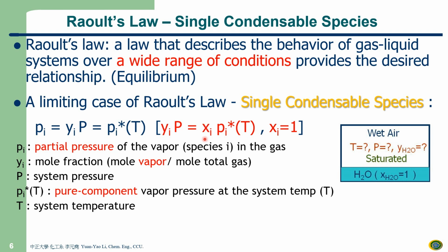That means if you remove this term, it's 1. So y_i P, capital P, equals P_i star as a function of T. You understand P_i star is the pure component vapor pressure at the system temperature T. So if you change the temperature T, the vapor pressure will change. Right, so remember this equation, we are going to work with it.